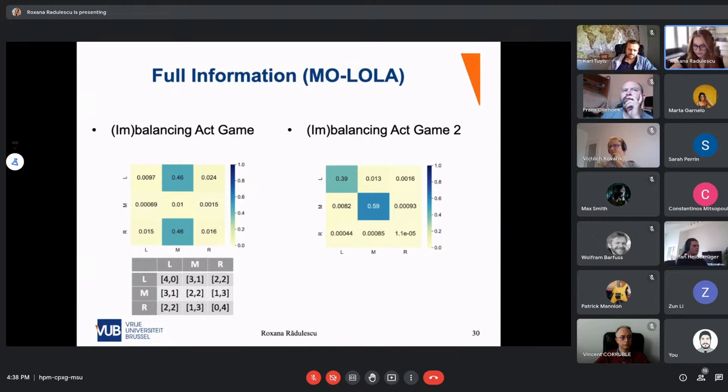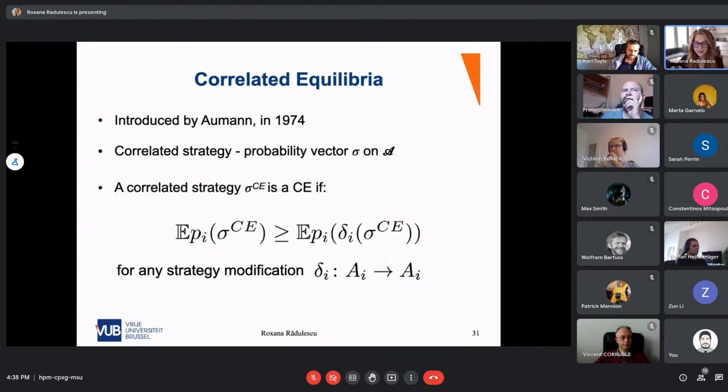And a small intermezzo here, I will discuss quickly correlated equilibria. This is another type of solution concept introduced by Aumann in '74. And it's a bit different from Nash in the sense that now we are defining a correlated strategy, which is a probability distribution over the joint action space. And if we are able to have an external device sampling from this correlated strategy before every interaction and sending private signals in the form of perhaps action recommendations to agents, then we can discuss correlated equilibria. So a correlated strategy is a correlated equilibrium if agents have no incentive to deviate from the given action recommendation. Why is it an interesting solution concept?